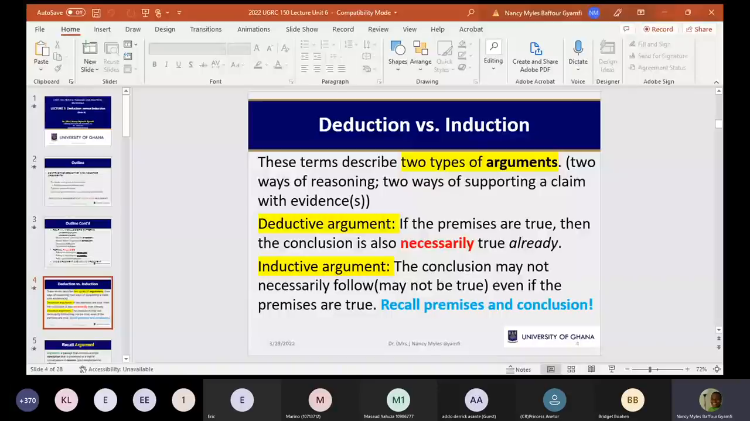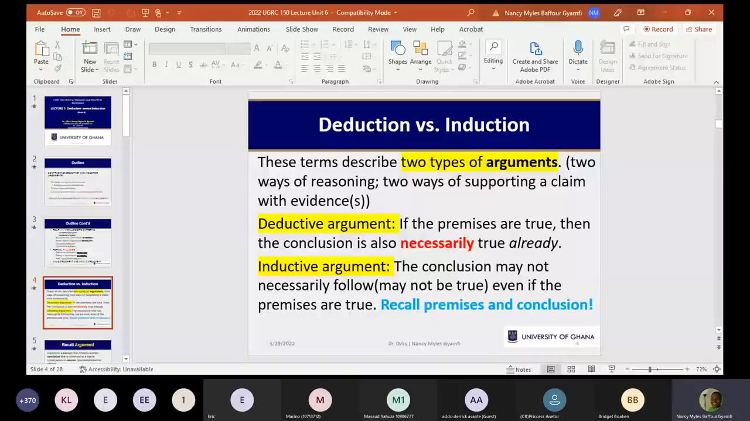So we'll learn that also later. But here, in a valid deductive argument, if the premises are true, it will necessarily require that the conclusion must also be true. Otherwise, you will create a contradiction. The key word there is necessarily true.